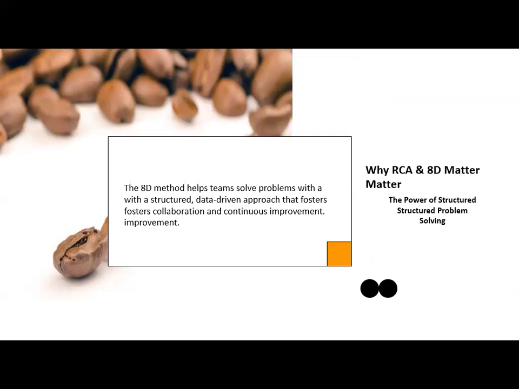So in real life, things can go wrong. Machines fail, systems glitch, processes break. So what we need is a structured and repeatable way to find out why and fix it, not just do some patching. The 8D method helps the teams to collaborate, think deeply, and build those permanent solutions, permanent fixes. So that's why it is trusted by the best of the companies.